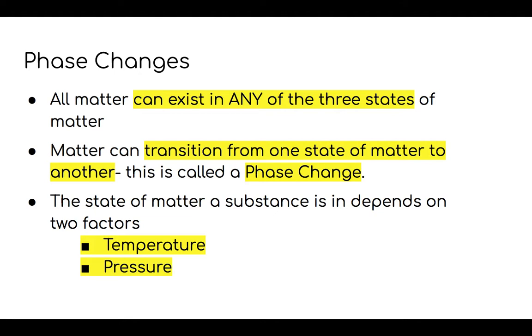It can go from solid to liquid, liquid to solid. We're going to talk about that now. What we call that is a phase change. When matter transitions from one state to another, from one phase to another, we call it a phase change.